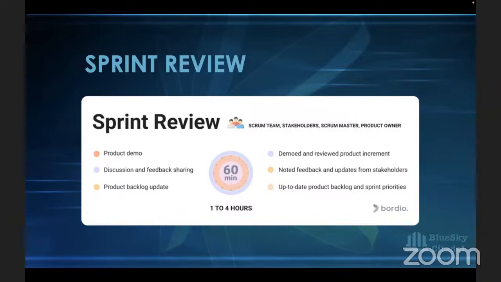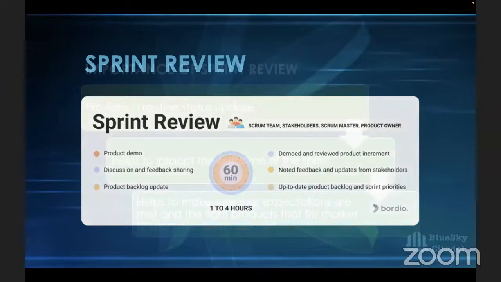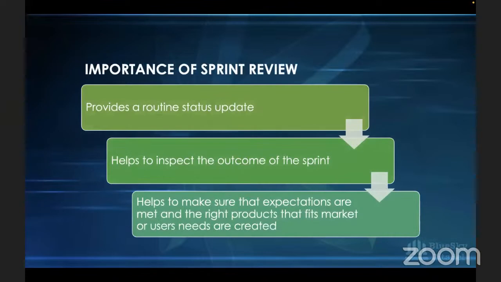This Scrum event usually helps the team learn from the stakeholders, and it helps them understand what may be the most valuable and the top priority for the next sprint. Now, the importance of this sprint review is that it provides like a routine status update. You get updated about any changes in the market or in the market demand, and you are able to inspect the outcome of the sprint. Then it also helps to make sure that expectations are met. The right product that fits the market or users' needs is created.